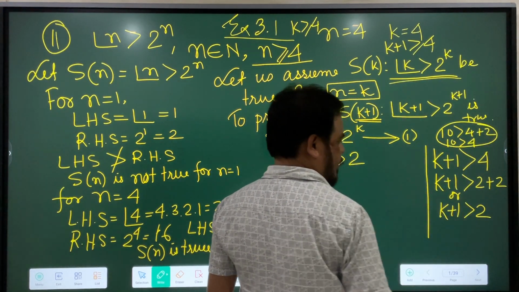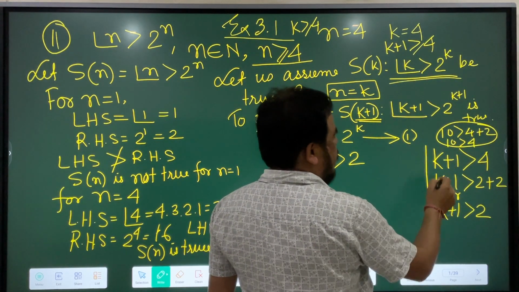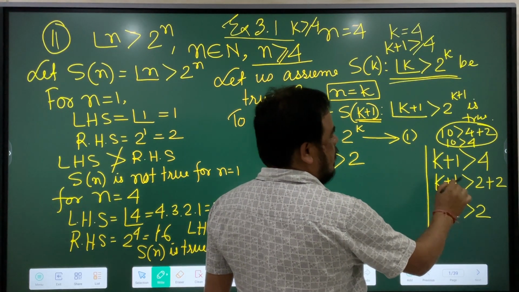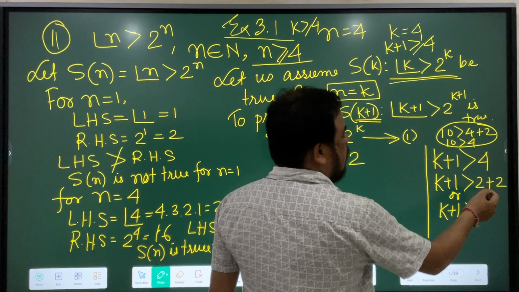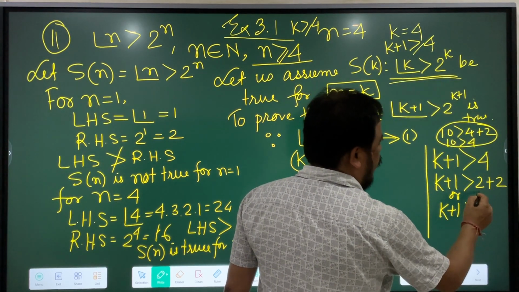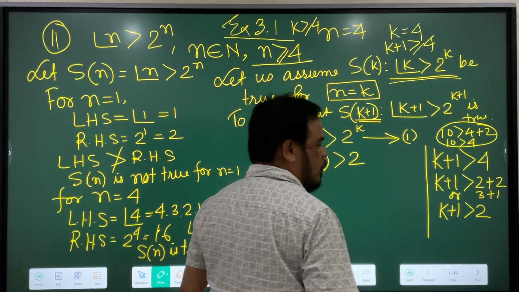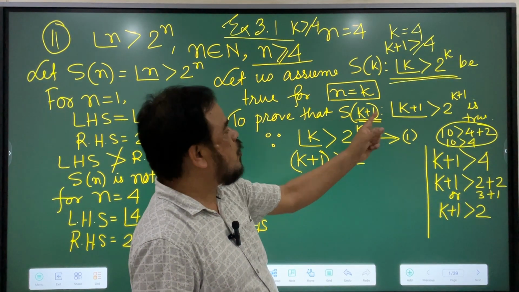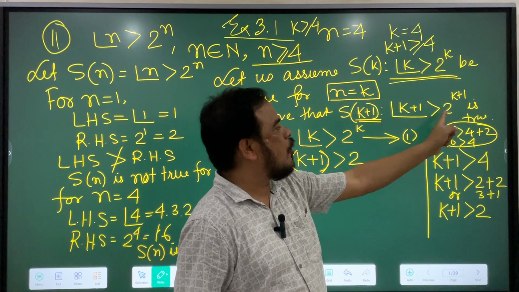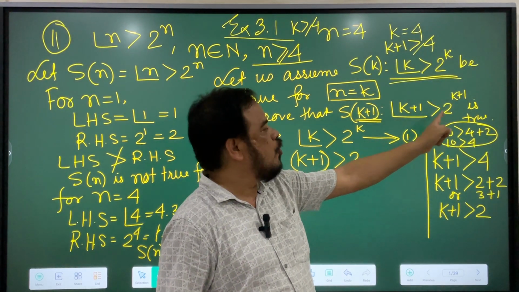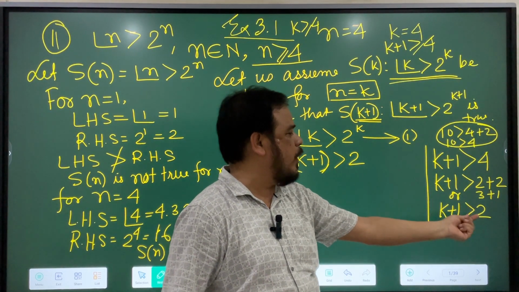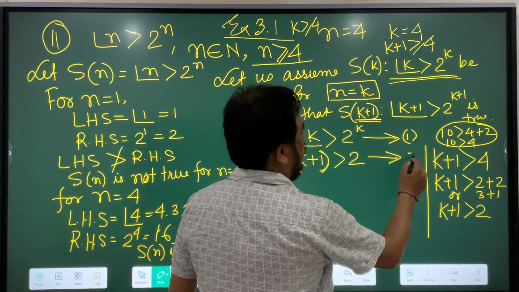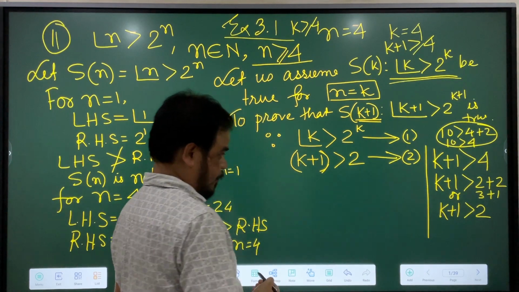I hope you understand this. 10 means k plus 1. Assume k plus 1 is 10, which is greater than 4 plus 2. But here in place of 4, we could have written 3 plus 1 also. But we will not use 3 plus 1 because what is to be proved? 2 to the power k plus 1, not 3 to the power k plus 1. So we will take 2 plus 2, any 2 we can take here. That is why I have written here k plus 1 is greater than 2. This is equation number 2.